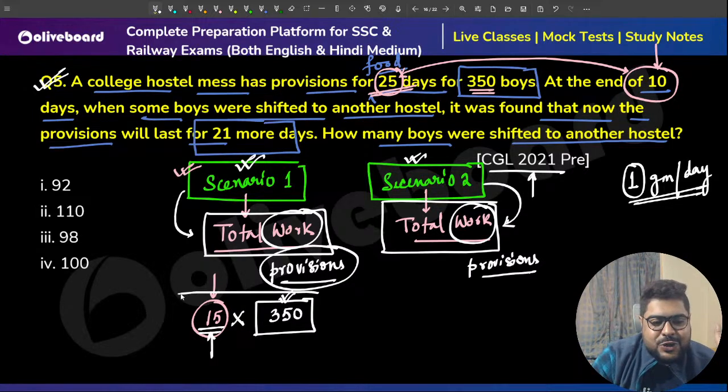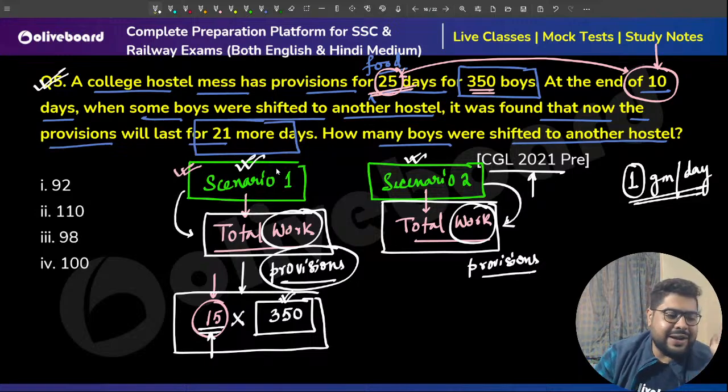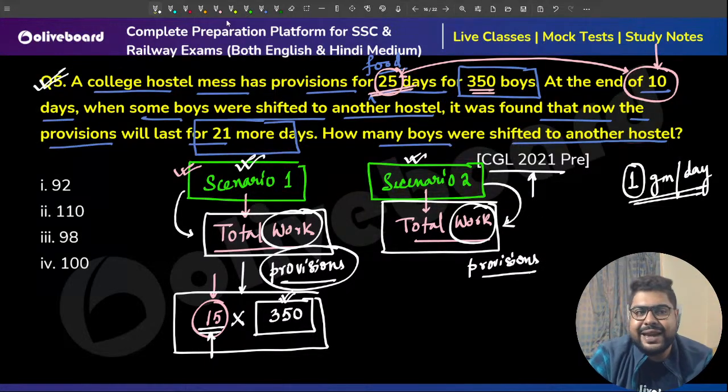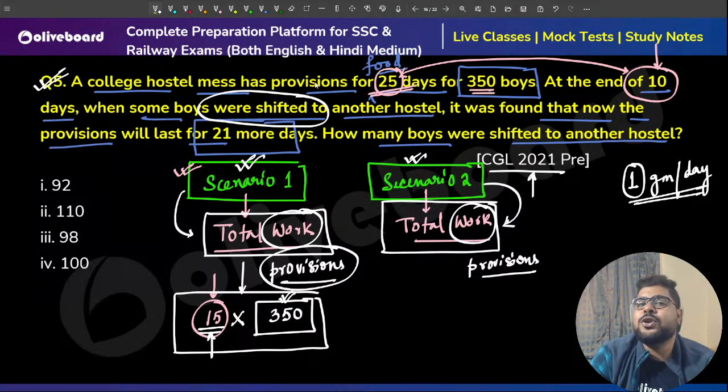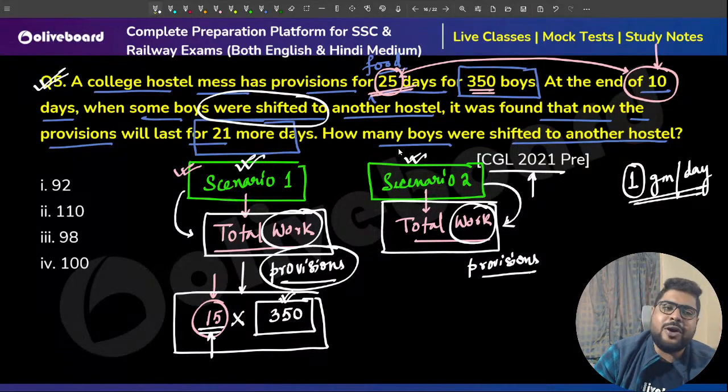So that is your total work or total provisions from your scenario number 1. Now, what about the second scenario? You see, some boys were shifted. Now, I don't know how many boys were shifted.